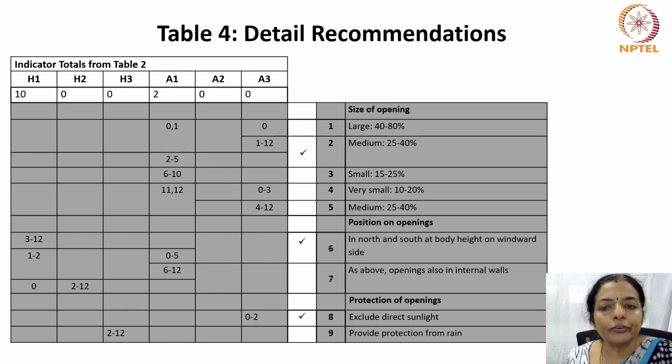Then further detailed recommendations also say medium size openings in north and south at body height on the windward side. We should have the position of openings and exclude direct sunlight. So look at what correlates for the indicator that we have got, whether it is this or this or this. In this case, our H1 is 10, which falls under 3 to 10. Therefore, north and south at body height on the windward side should be the position of the openings.